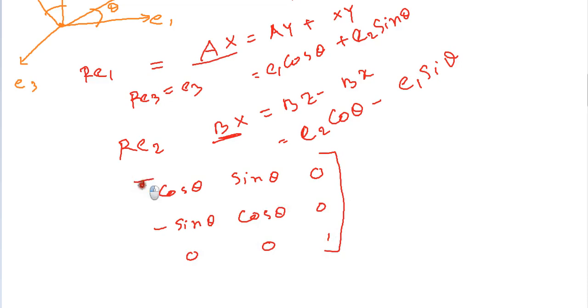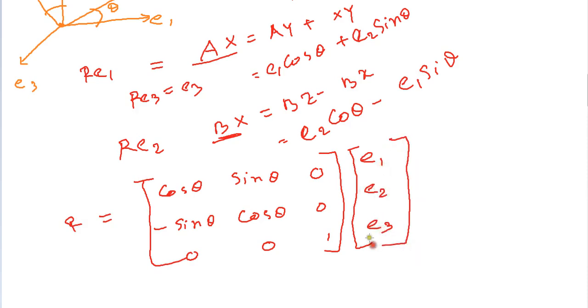So this is our, and this is the rotation matrix or something like that. And here we have e1, e2, and e3. So this is the rotation matrix or something like that.